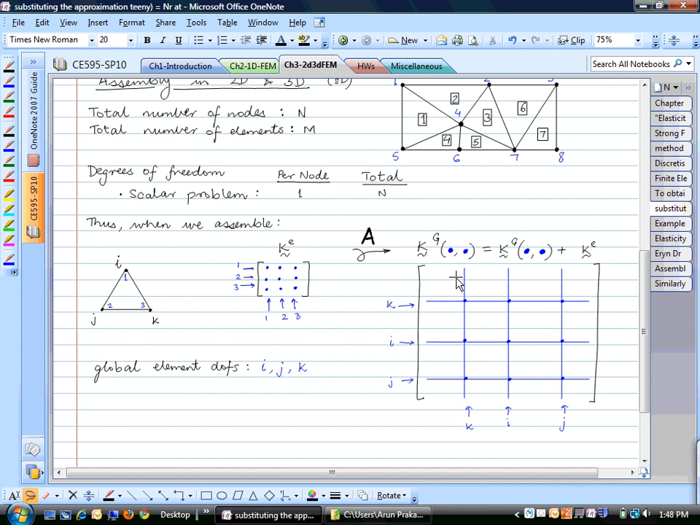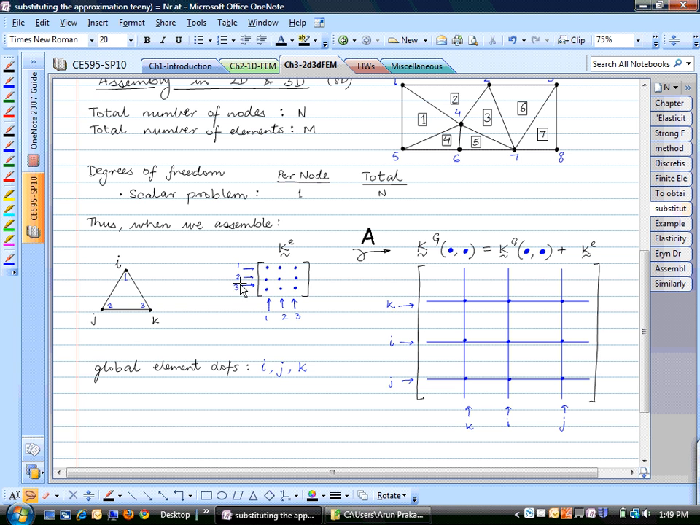So in MATLAB, as I told you, and you can see from the solution for homework problem 3 that I posted, I created a vector called LDOFs. That vector just records the global degrees of freedom of that element. In this case, they are I, J, K. For example, take this element 5. The global degrees of freedom of element 5 are 4, 6, and 7. So these I, J, and K are 4, 6, and 7.